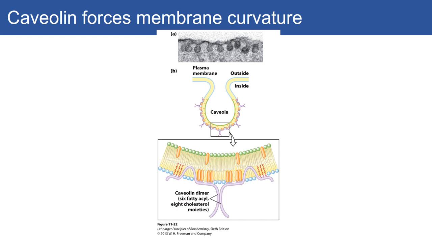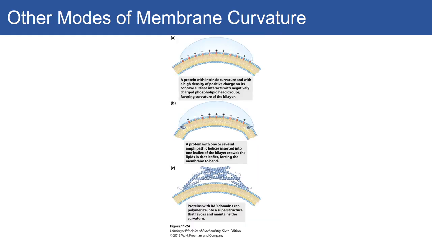They kind of interact with that caveolin. Caveolin is a dimer with 6 fatty acyl and 8 cholesterol moieties all attached in there. So you can also have protein interactions, where a high density of positive charge on its concave surface interacts with the negatively charged phospholipid head groups, and that kind of causes a curvature.